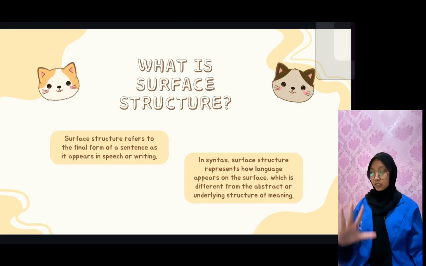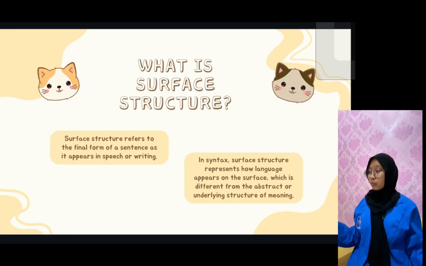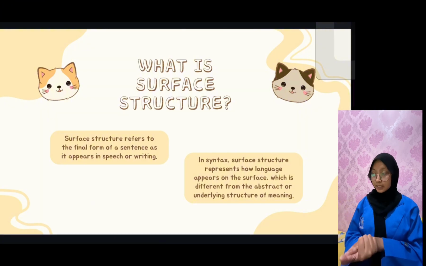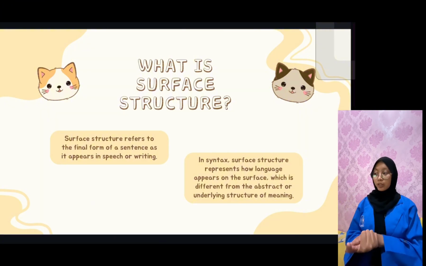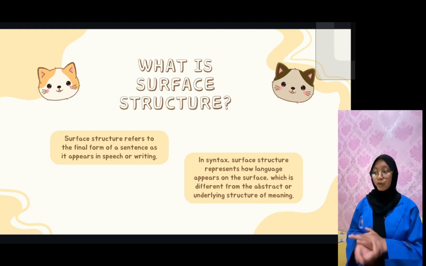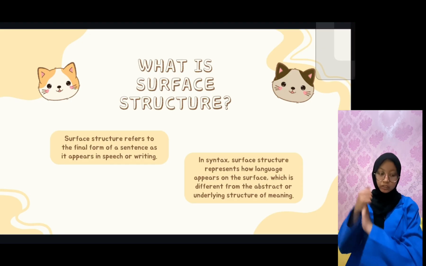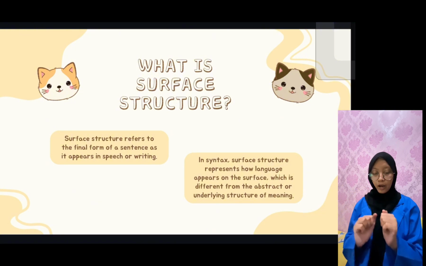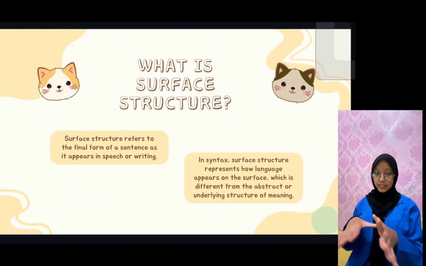What is surface structure? Surface structure refers to the final form of a sentence as it appears in speech or writing. In syntax, surface structure represents how language appears on the surface, which is different from the abstract or underlying structure of meaning. In other words, surface structure focuses on how words are arranged in a sentence.